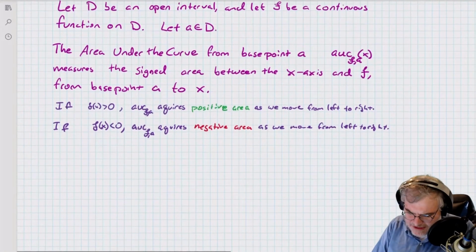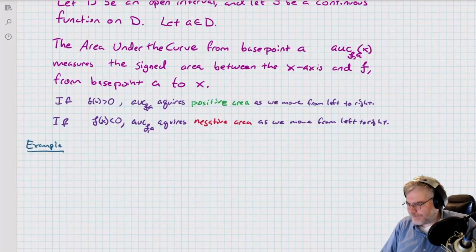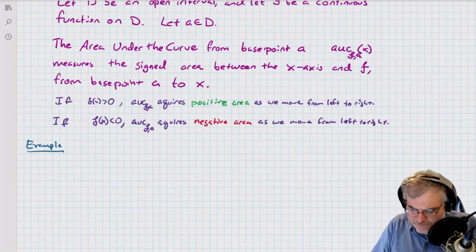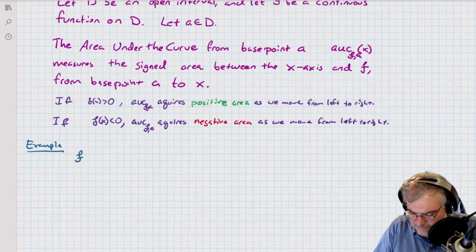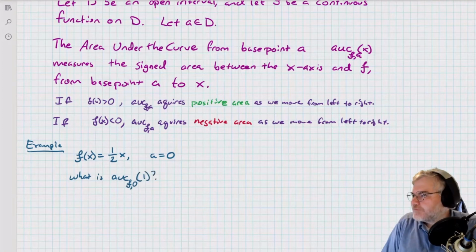All right, so let's do an example. Okay, we've done some animations. Let's do a hard example. All right, so let's let f of x equal 1/2 x, and let's let a equal 0. So now my question is, what is AUC_f^0 of 1?